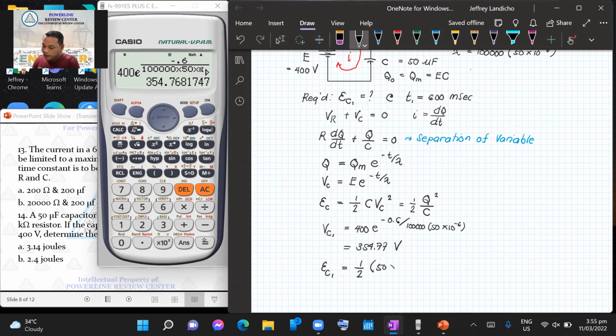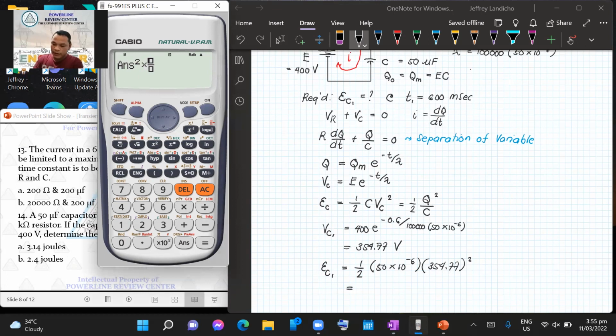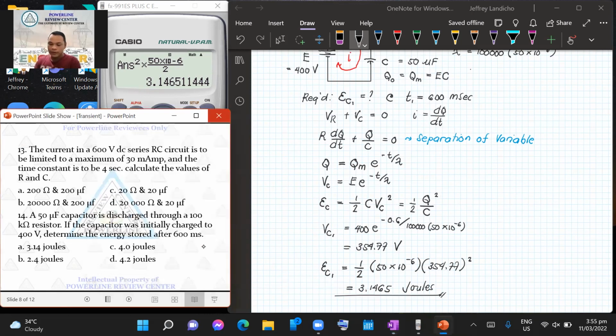Therefore, the remaining charge or the remaining energy in joules, that is 1/2 times the capacitance of 50 micro multiplied by 354.77 squared. So the unit, it would be in joules. Squared times ko na lang kay 50 micro over 2. So you have 3.1465. Anong unit? This should be in joules. That will be the remaining energy across the capacitor after 600 milliseconds.